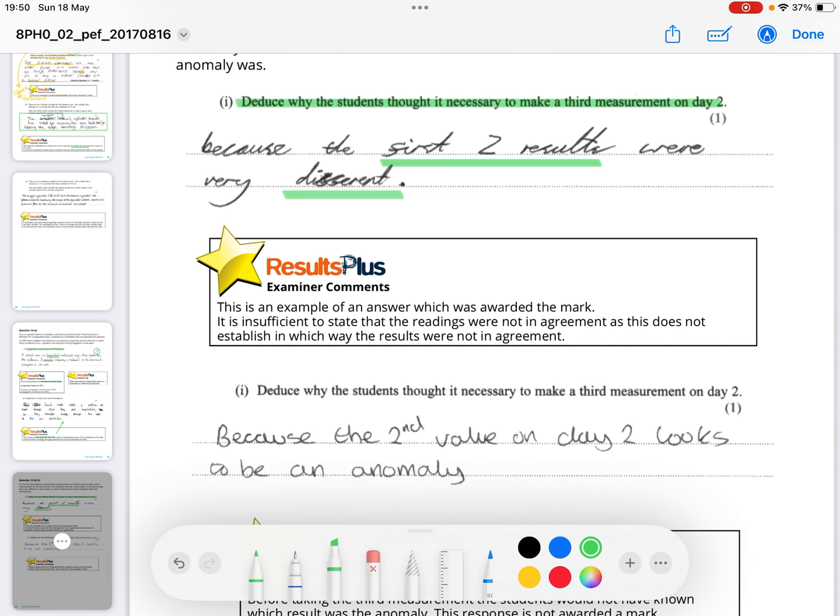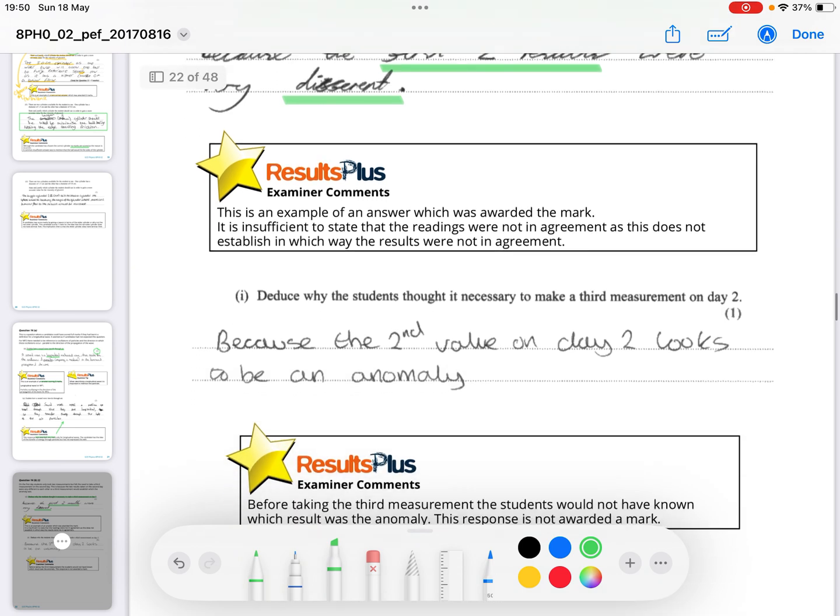Yeah, so basically in the second set of data, they timed it once, they got 0.44. They timed it again, they got 0.69. So they realized that one of them was incorrect. So either whoever was timing wasn't paying close attention or whatever. So they repeated it to see which one was the correct one. And this student doesn't get it right because he says it looks like the second data is an anomaly, but they're not asking that.